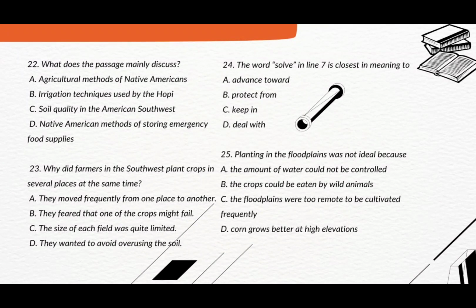25. Planting in the floodplains was not ideal because: A. The amount of water could not be controlled. B. The crops could be eaten by wild animals. C. The floodplains were too remote to be cultivated frequently. D. Corn grows better at high elevations.